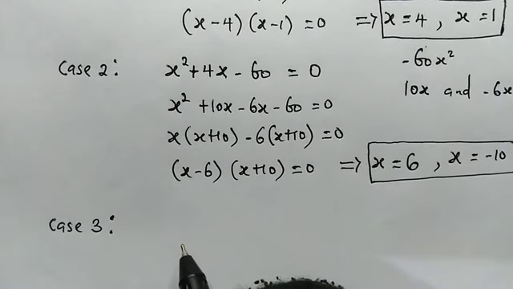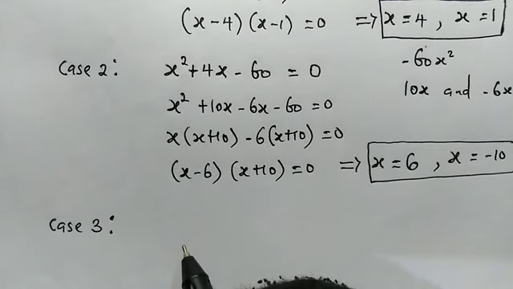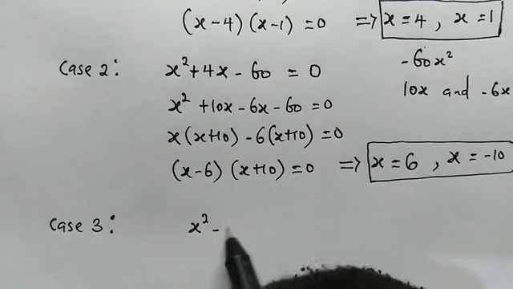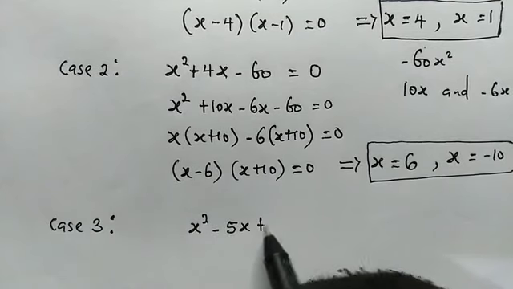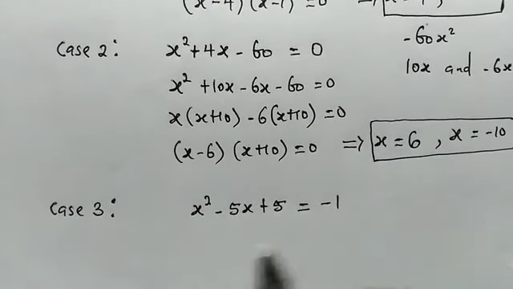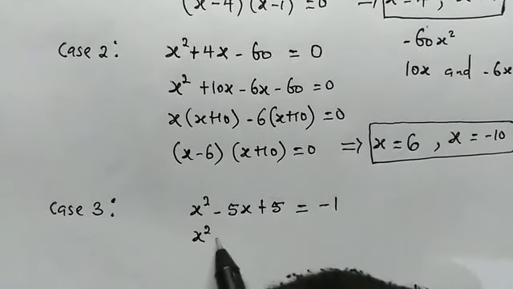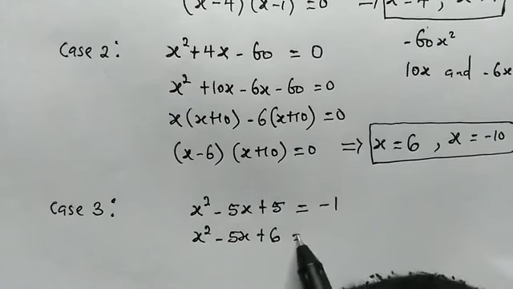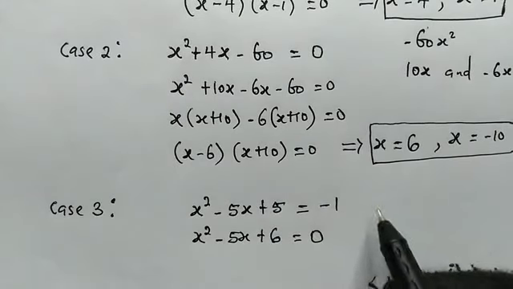Now in case 3, we're going to set the base equal to negative 1, right? So the base is x squared minus 5x plus 5. Then we're going to set this equal to negative 1. So add 1 to both sides. We get x squared minus 5x, and 5 plus 1 will give us 6. Then this will be equal to 0 because negative 1 plus 1 is 0.